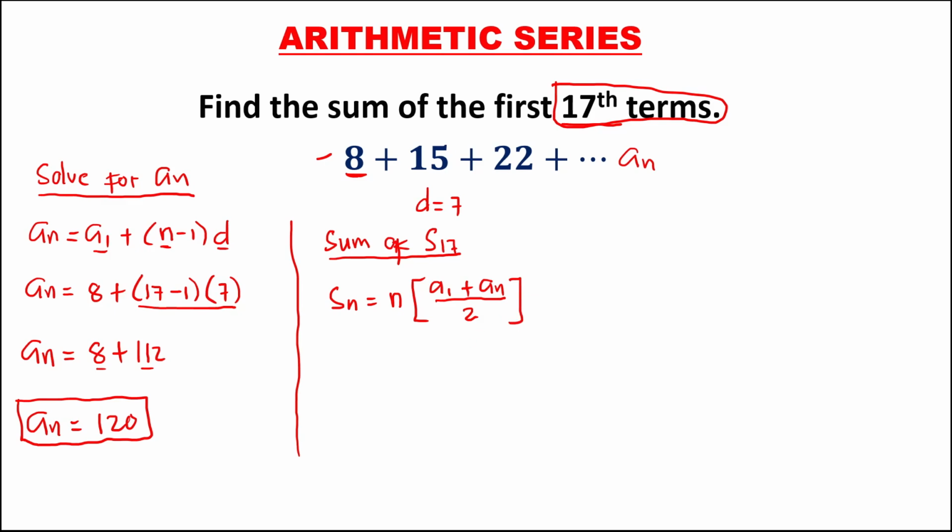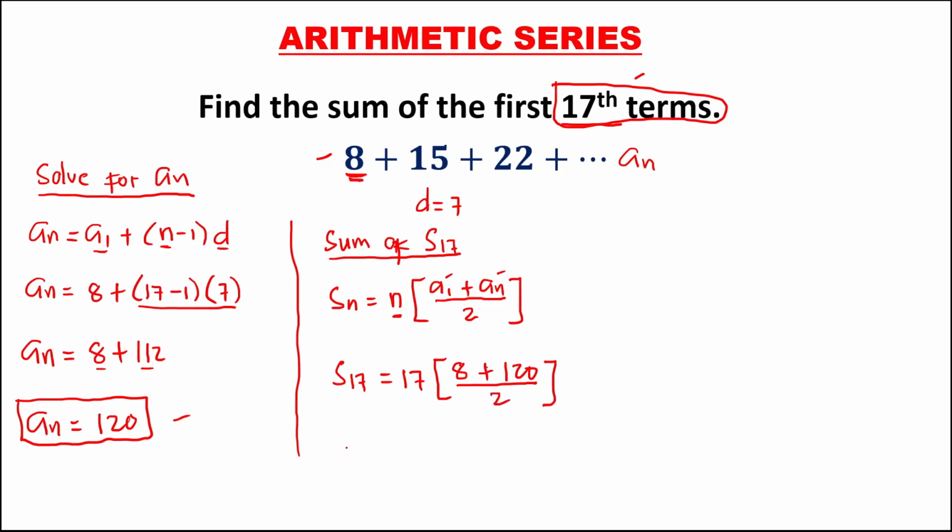Then substitute now the values. So the sum of the first 17 terms equals n. Since 17 terms, n is equal to 17, then times a sub 1, the first term, that's 8, then plus a sub n, the last term is 120, then over 2.